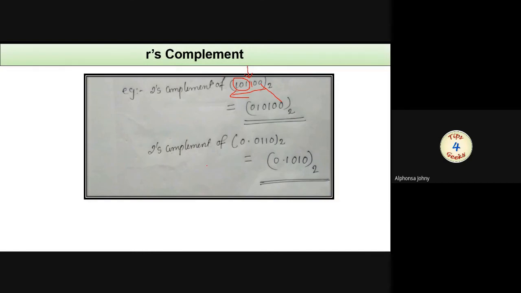Then we will see another example, the two's complement of 0.0110. Here we have to take care. The 0 before the point is actually 0 itself, so please don't change this 0 to 1. Then you will get a wrong answer.